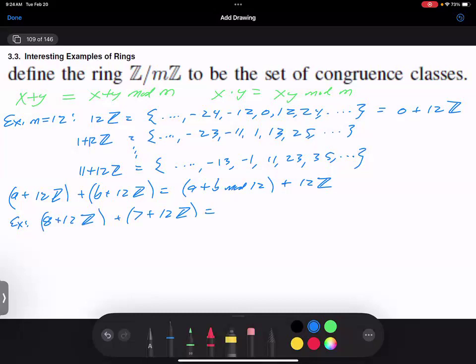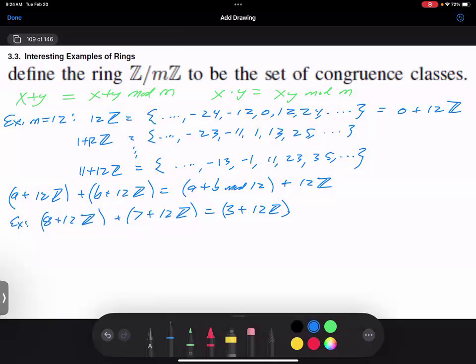So 8 plus 12Z, and I add 7 plus 12Z. What should that equal? Three. Because what I'm doing is, it's 8 plus 7. I'm sorry? I was gonna say, did you get that from doing like 15 minus 12? Yeah, exactly. 15 mod 12. It's minus 12 because 12 only goes into it once, and the remainder is 3.